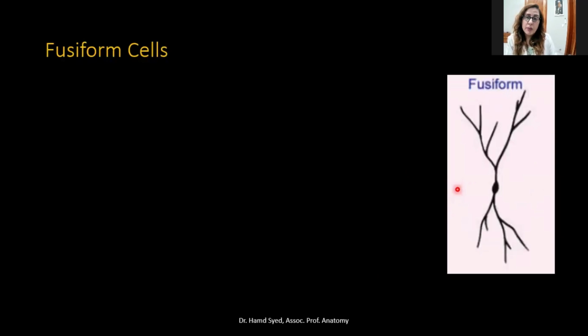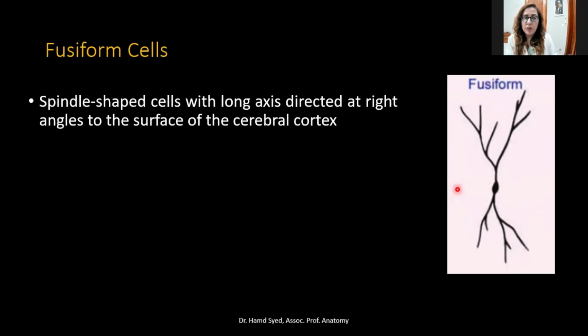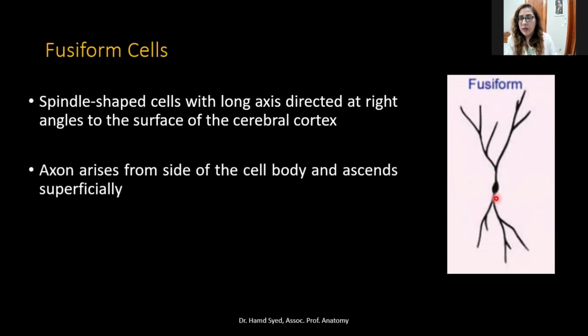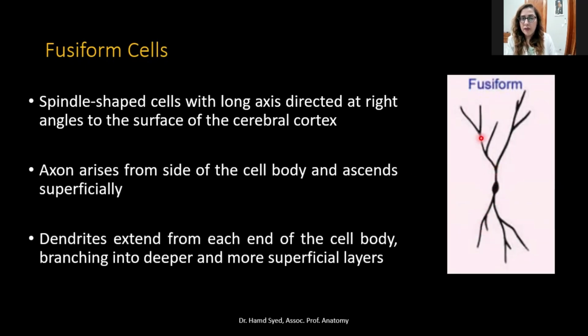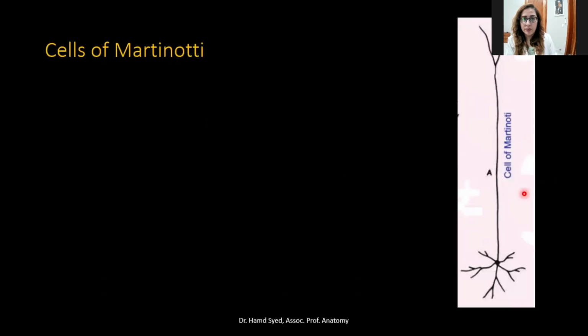Now, the other cell type in cerebral cortex are the fusiform cells. Fusiform literally meaning these spindle-shaped cells. So you have an oval cell body, and their long axis is directed at right angles to the surface of the cerebral cortex. The axon arises from one side of the cell body and it ascends superficially, whereas the dendrites extend from both sides and they're going to go into the superficial layers as well as into the deeper layers.